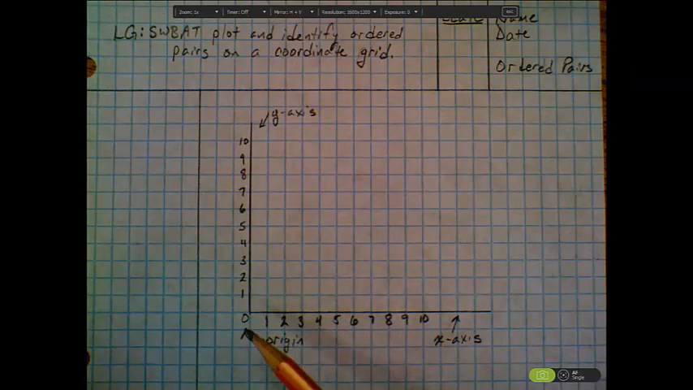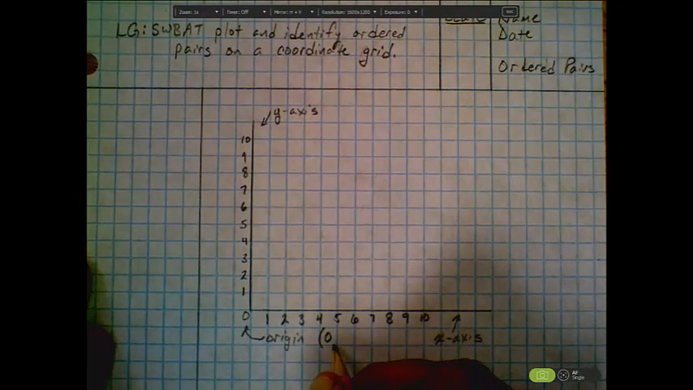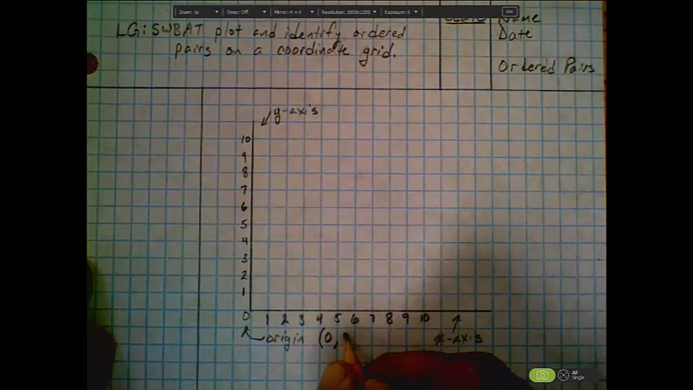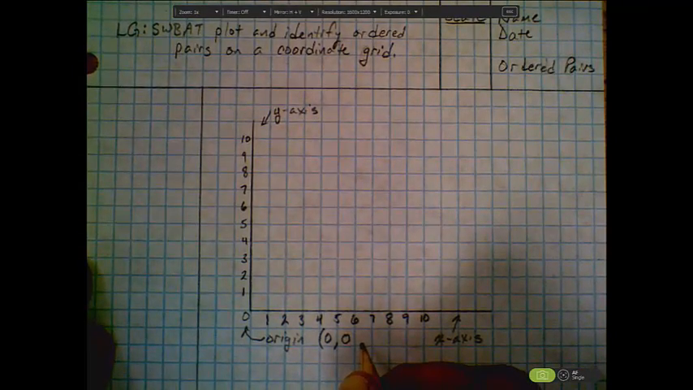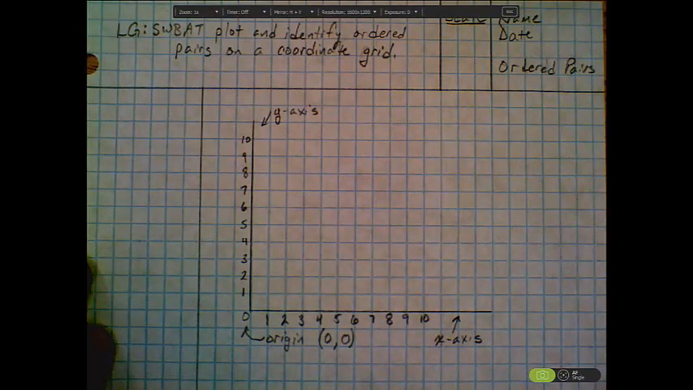And over here I've identified the origin, that's (0, 0). The way that we would write that is we would put a parenthesis, the x-coordinate, which is 0, a comma, and then the y-coordinate, which is also 0, and then another parenthesis. And so this is how we're going to represent our ordered pairs, using parentheses and a comma, and then the values, the x-coordinate first, and then the y-coordinate.